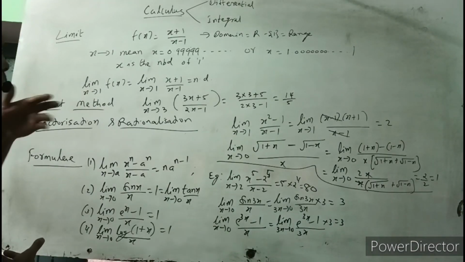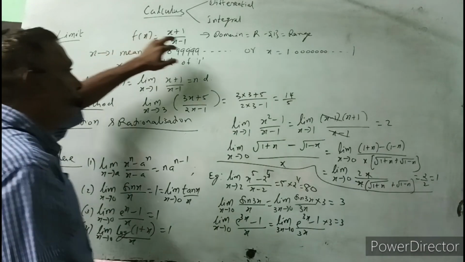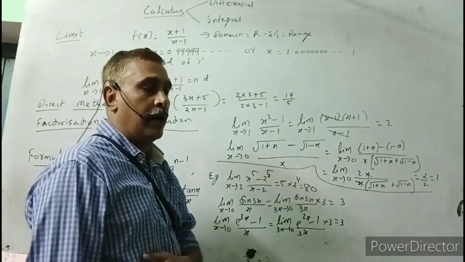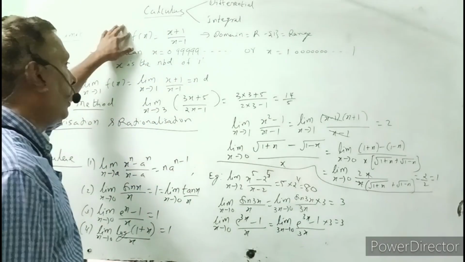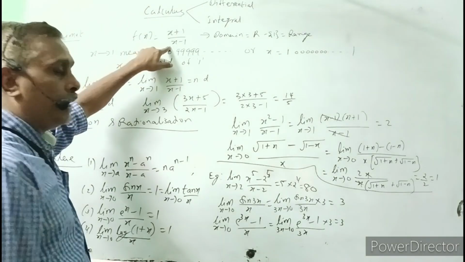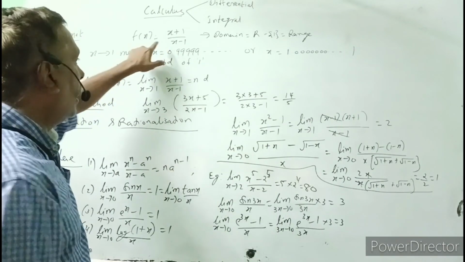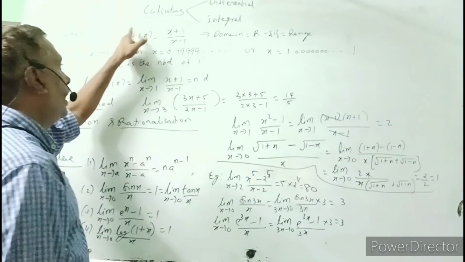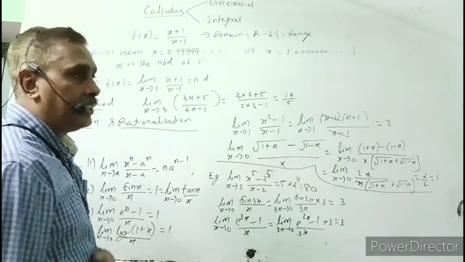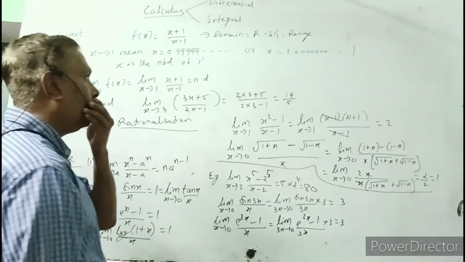Now in a function we studied what is meant by domain and what is range. For example, f of x equal to x plus 1 upon x minus 1. What are the possible values I can keep for x so that this f of x is a finite result? That is what is called domain.